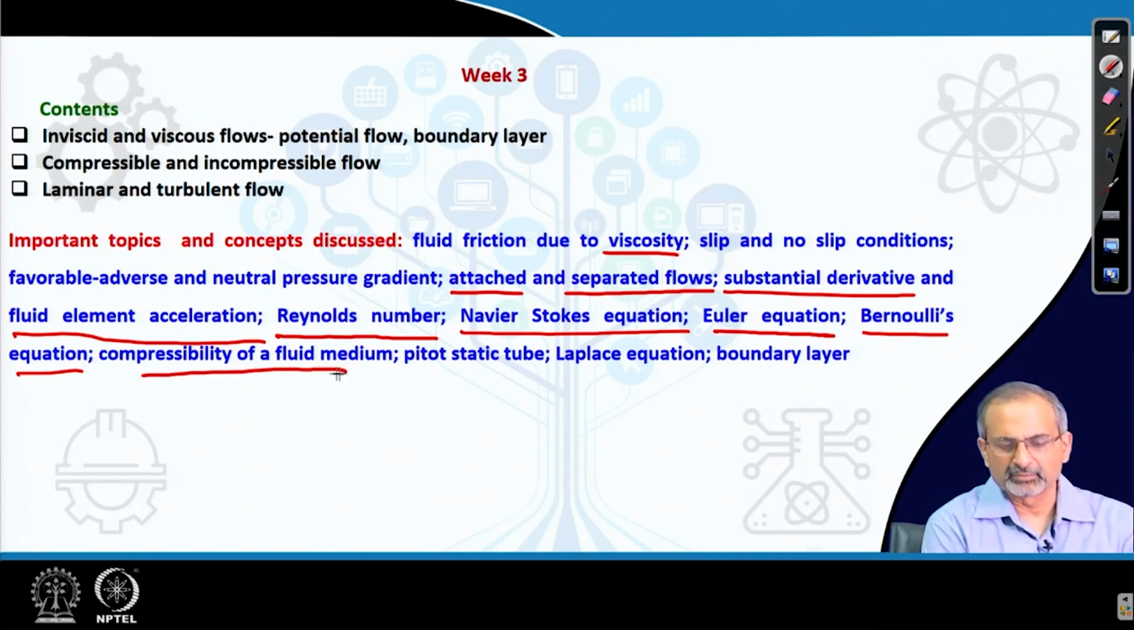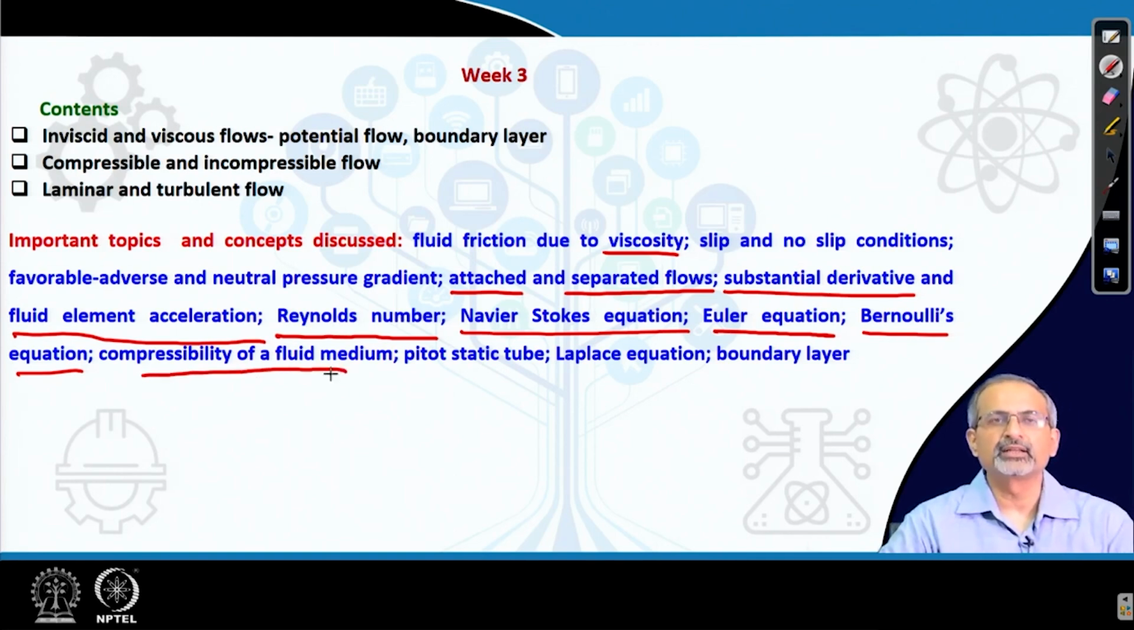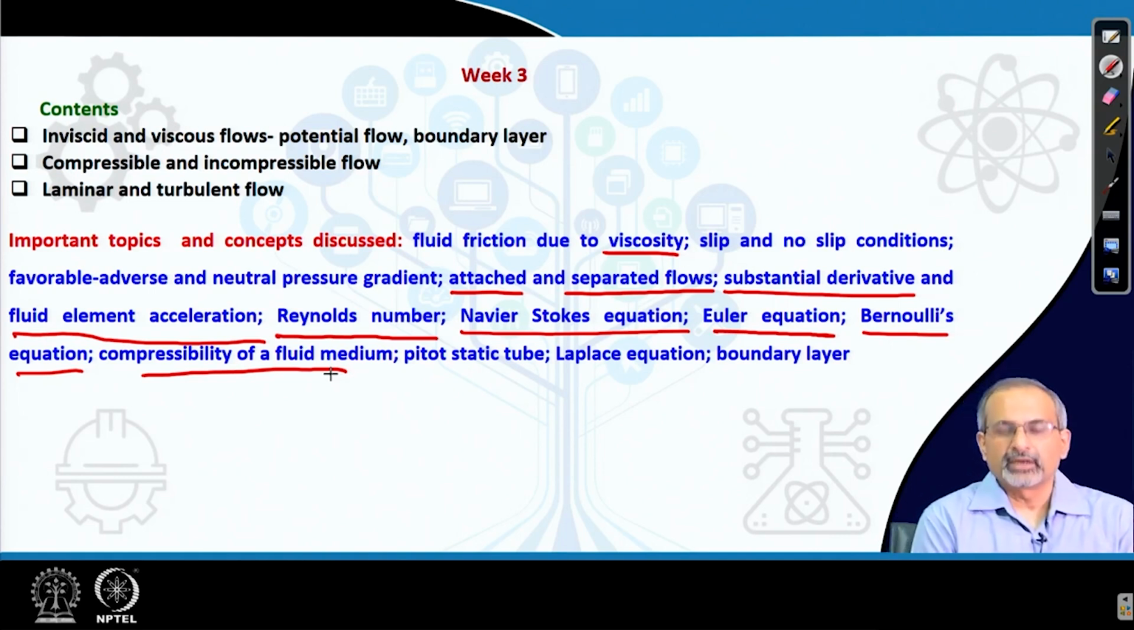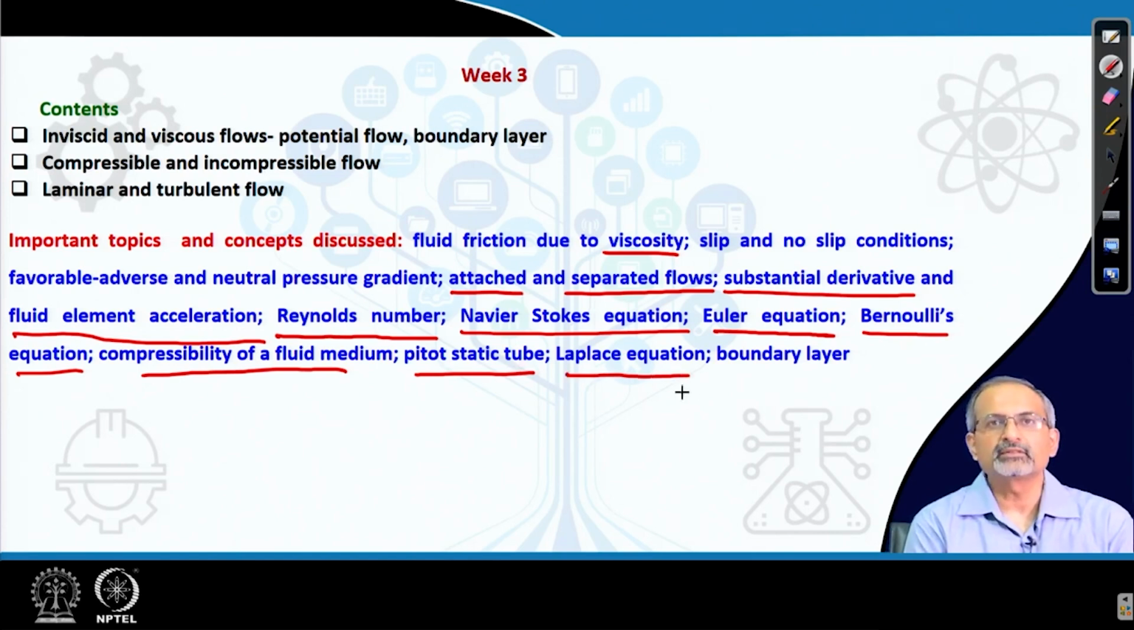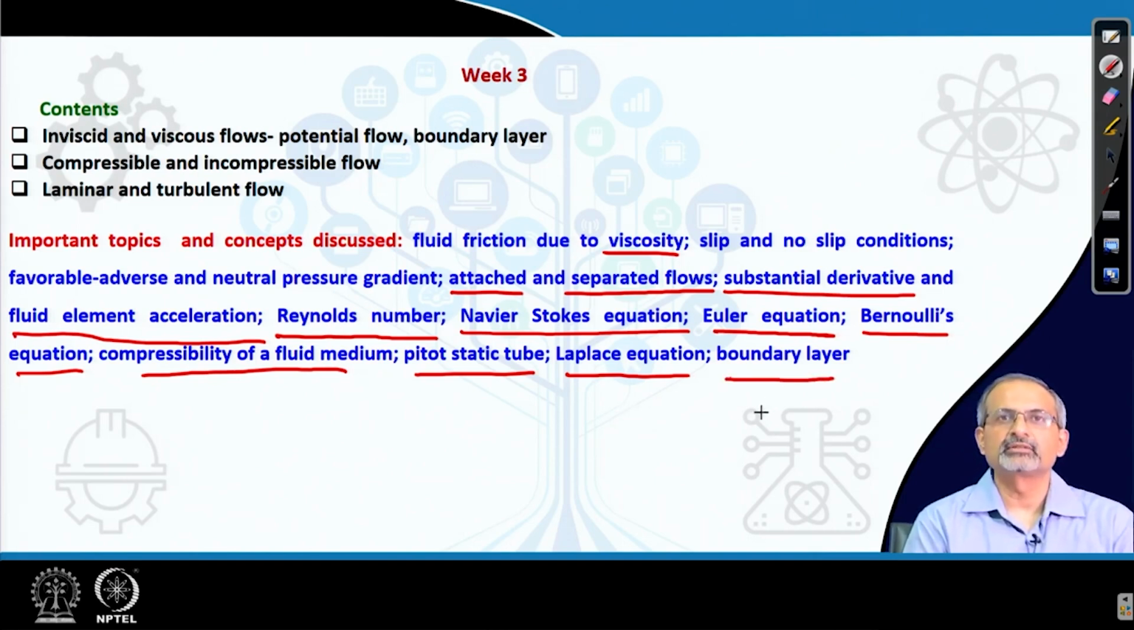Then we looked at the compressibility of the fluid medium, and we realized that there could be different ways to assess it. Then we looked at the pitot-static tube as a possible experimental tool for velocity measurements in fluid fields. We got introduced to the Laplace equation, which is used for representing potential flows, and we also looked at boundary layer flows with a little introduction to boundary layer equations, the concept of displacement thickness, the concept of assessing skin friction using the boundary layer equations, etc.